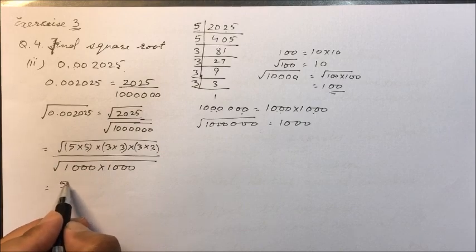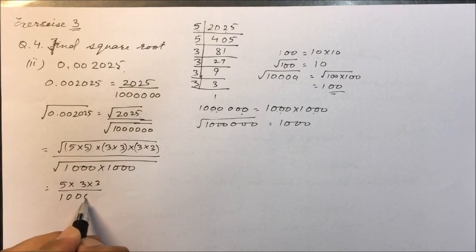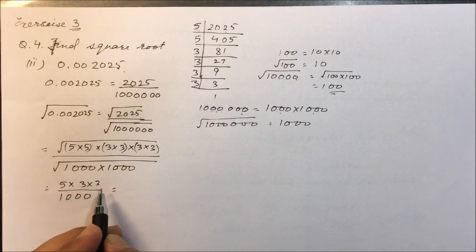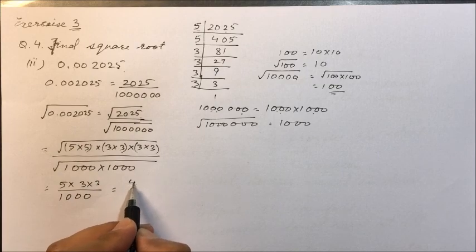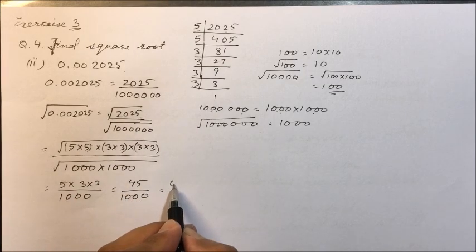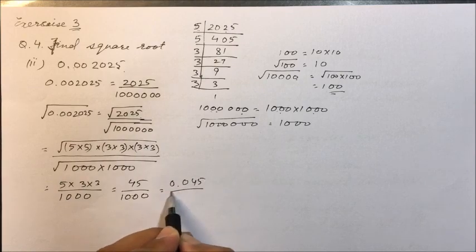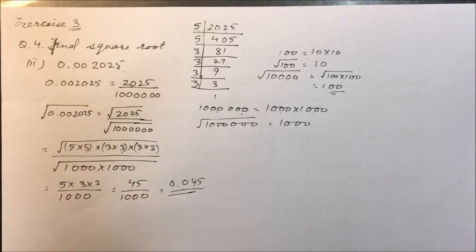Now we take 1 from each pair. It will be 5 into 3 into 3 divided by 1000, which is 5 into 9, 45 divided by 1000. It will be 0.045. So the square root of this number is 0.045.